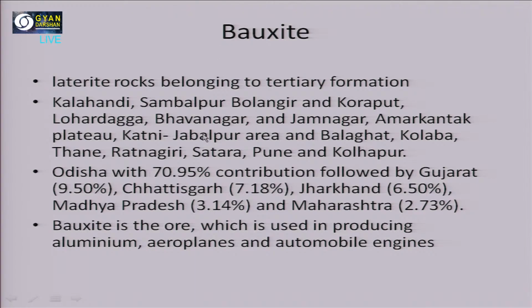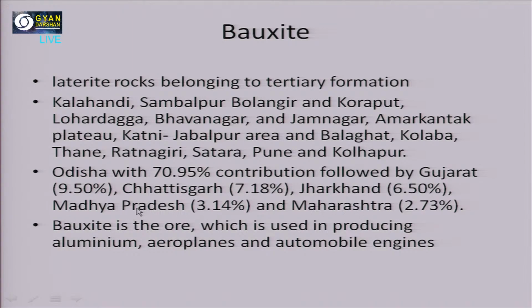Now coming on to non-ferrous metallic minerals, bauxite and copper are most important of them. Bauxite is associated with lateritic rocks belonging to tertiary formations, and these are the important places like Kalahandi, Sambalpur, Bolangir, Koraput, Lohardaga, Bhavnagar, Amarkantak Plateau, Katni, Jabalpur area, Balaghat, Kolaba, Thane, Ratnagiri, Satara, Pune, and Kolhapur. And Orissa with 70.95 contribution tops the list in the production, followed by Gujarat, Chhattisgarh, Jharkhand, Madhya Pradesh, and Maharashtra.